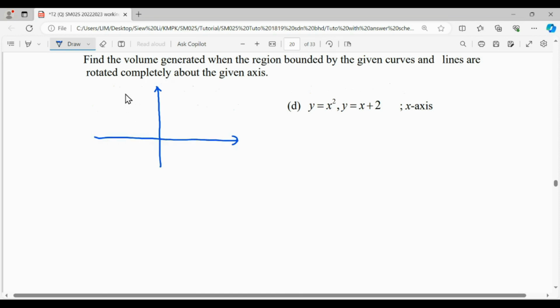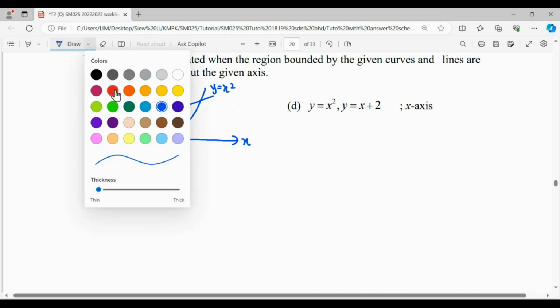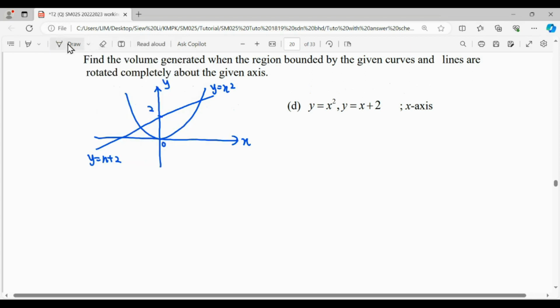For the quadratic graph, y equals x squared, concave outward, with intersection at the origin. Meanwhile, for the linear graph, y equals mx plus c, gradient positive going up, and plus 2 is the intersection here. So the region is bounded by these two curves, and we're going to rotate about the x-axis, so we're going to see it vertically. This region is going to rotate to generate a solid here.